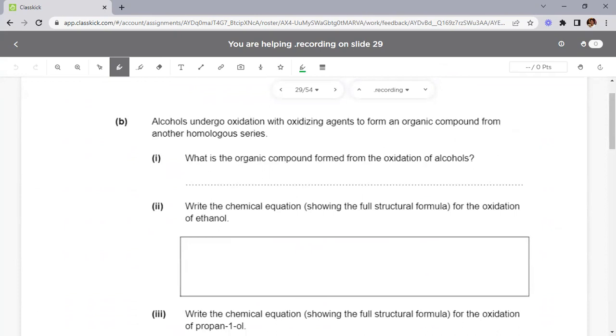Okay, so let's press on. Alcohols undergo oxidation with an oxidizing agent to form an organic compound from another homologous series. You know that alcohols, after oxidation, will not form alkene. Alkenes, of course, you learned that, right? So this will actually form your carboxylic acid. So when you oxidize alcohol, you will get carboxylic acid. Maybe you want to write down at the side here, oxidation. So when alcohol undergoes oxidation, you get your carboxylic acid.